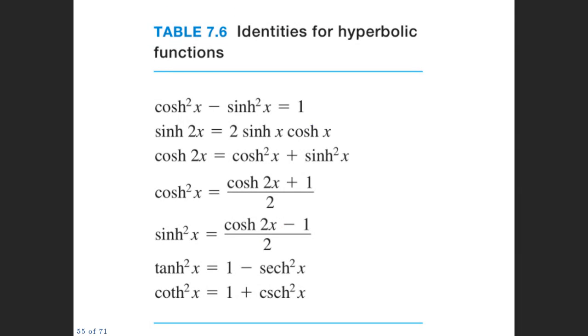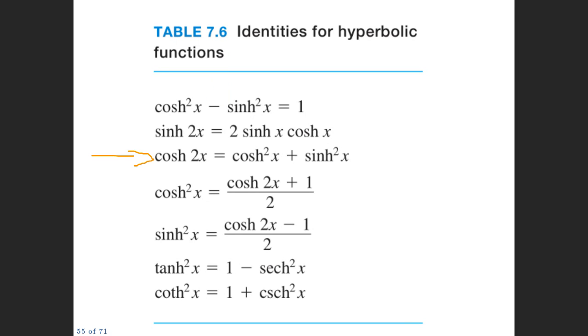We can prove all of these identities in the same way. We've just done cosh squared x minus sinh squared x is equal to 1. Remember, cos squared plus sin squared is equal to 1. Same idea here, but with a minus sign. Sinh 2x is 2 sinh x cosh x, same as for sine and cos. But for the third one, again, we have a sign change.